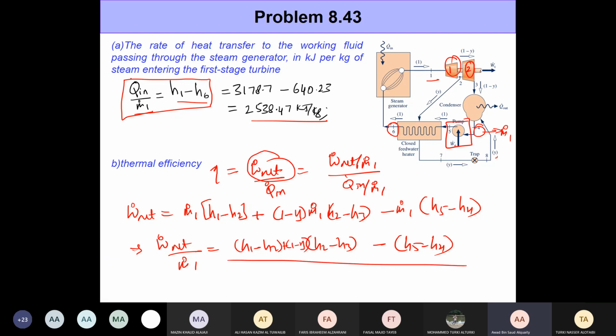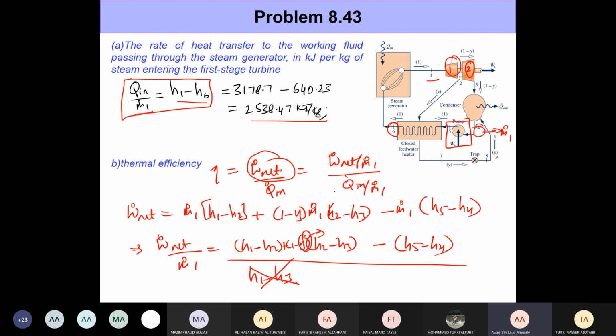All right, so this is the important part. Now when we look at this, we have all the enthalpies given, right? The only thing we don't know here is y, and that's something that we need to determine. So you have to be careful when you're writing the work output for a turbine where you have a closed feed water heater or an open feed water heater. It is not equal to H1 minus H3.